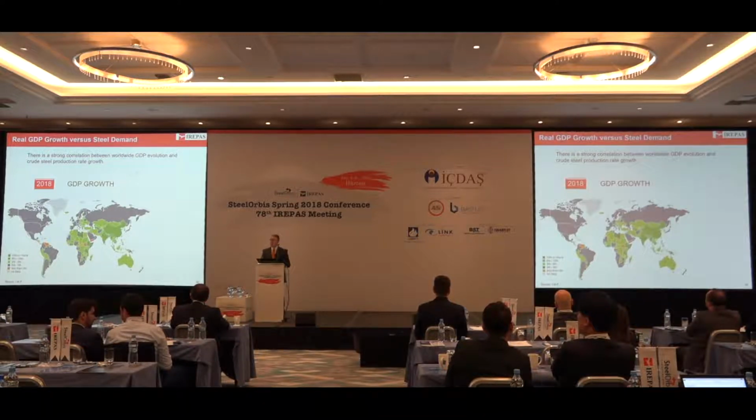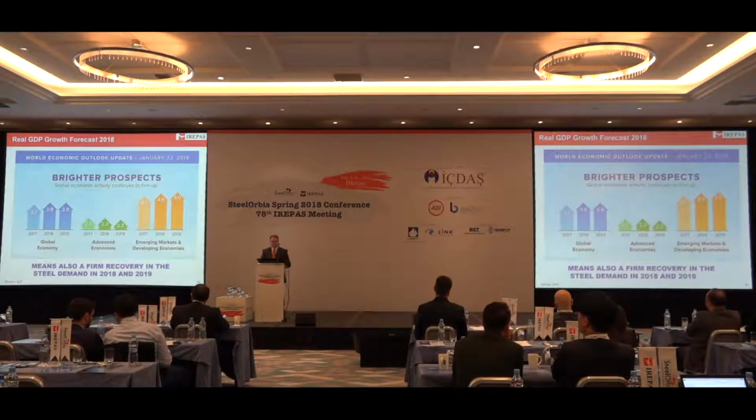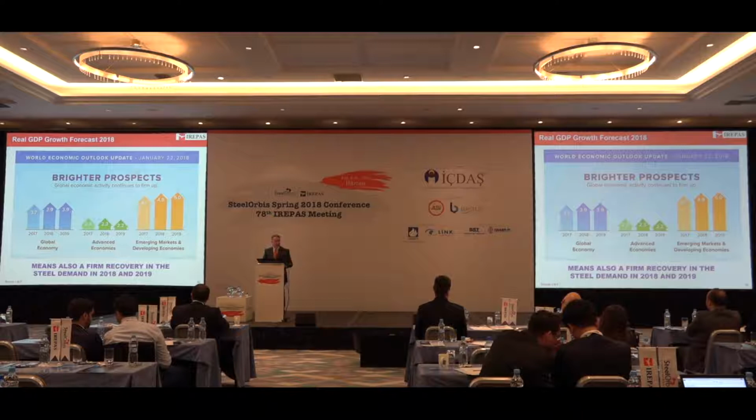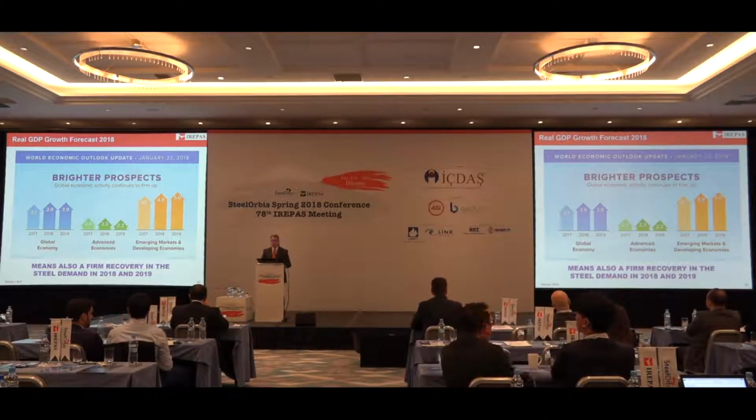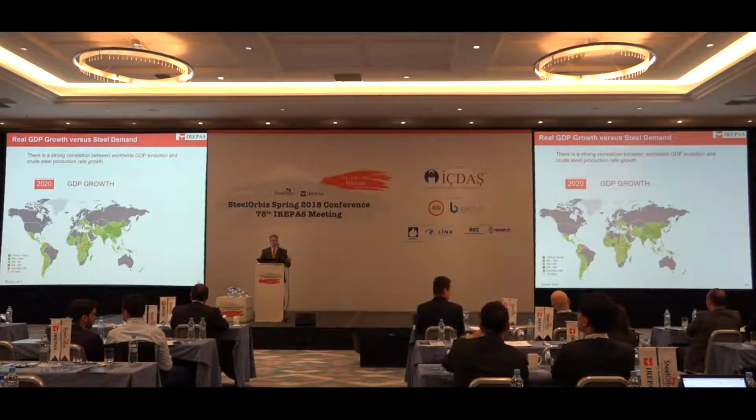So with this scenario, for this year and for the next one, we can foresee, taking into account that we will have a 3.9% GDP growth worldwide for the global economy this year and the next one, that we will enjoy a firm recovery in the steel demand in 2018 and also 2019. The picture remains very positive in the next years, also 2020 and 2021; the map has more or less the same color.